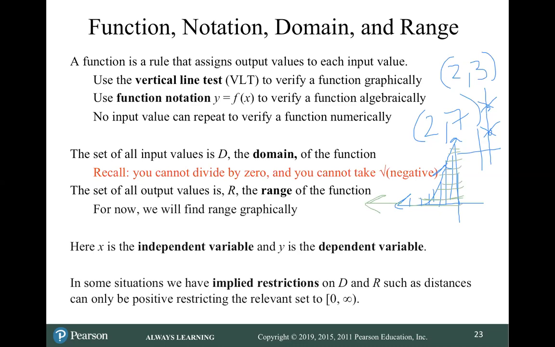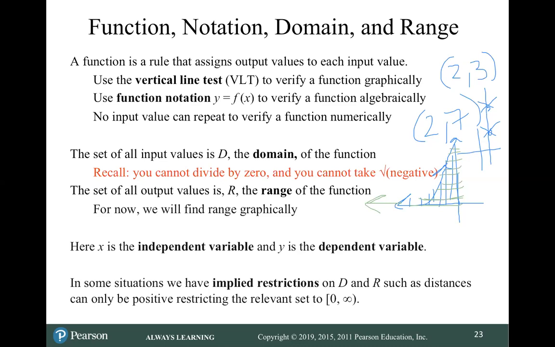Okay, so we can find domains and ranges. The way we find domains is we look at what cannot happen algebraically. We can't divide by 0. We can't take the square root of a negative. For the range, we can do something algebraically. We'll get to that towards the end of next semester. For now, we will look at finding them graphically. Okay, we can also say that the domain is the x's, those are the independent variable, and the range is the y values, and that's the dependent variable.